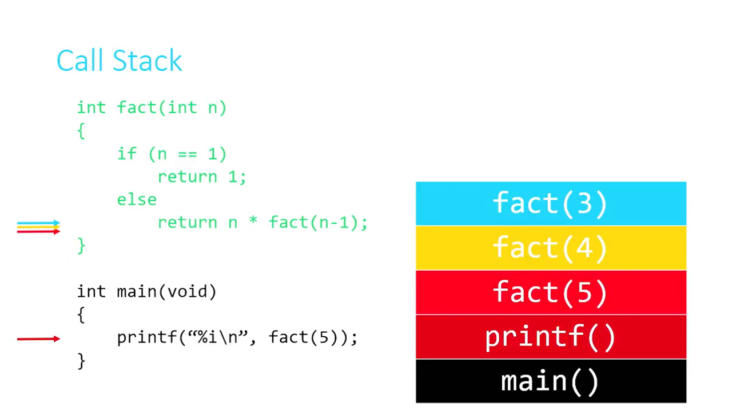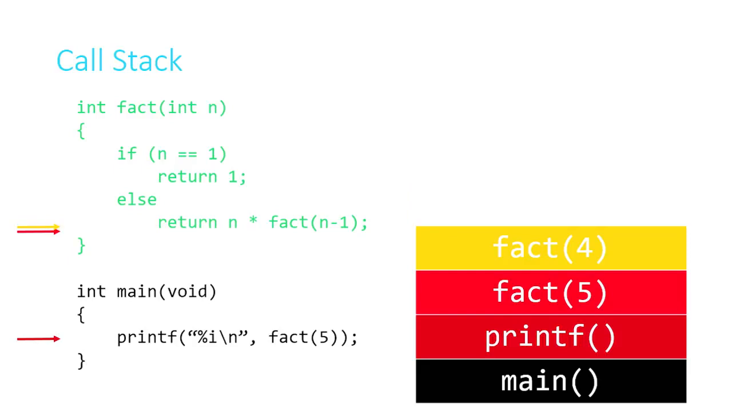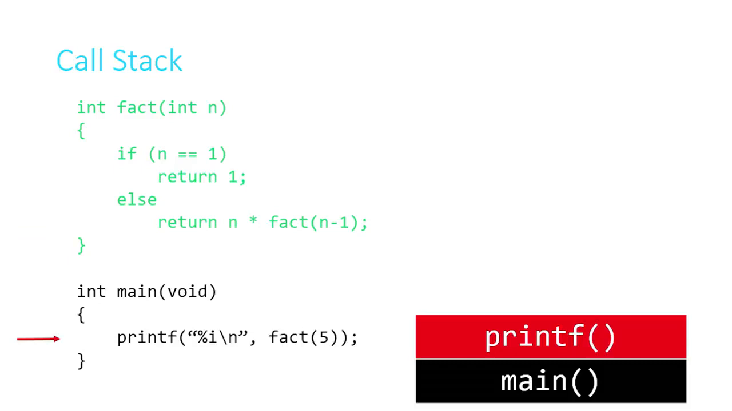It returns a value, its function frame is popped off of the stack, it is destroyed. Factorial of 4 becomes the new active frame. Factorial of 4 was waiting on factorial of 3. It got its answer back of 6, so it's going to return 4 times 6, or 24. And it's going to return that value to factorial of 5, which has been waiting for factorial of 4 to finish its work. It returns 5 times 24, which is 120. When that frame is destroyed, now we resume at printf.